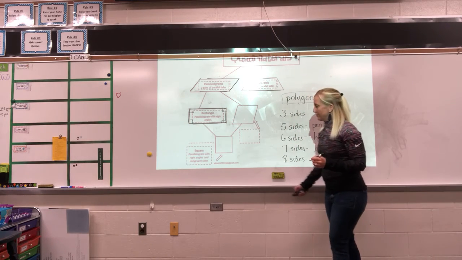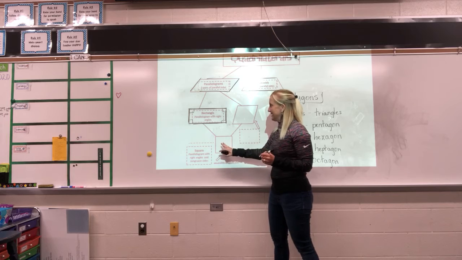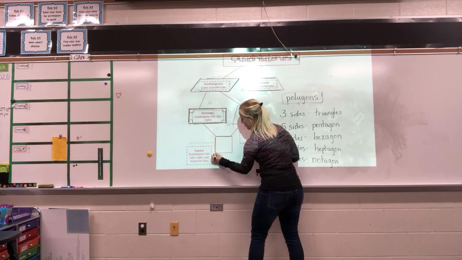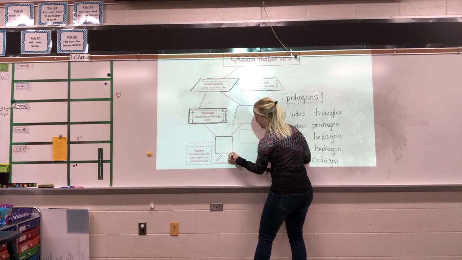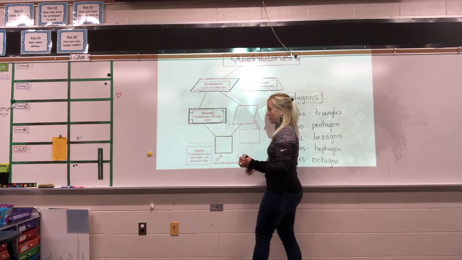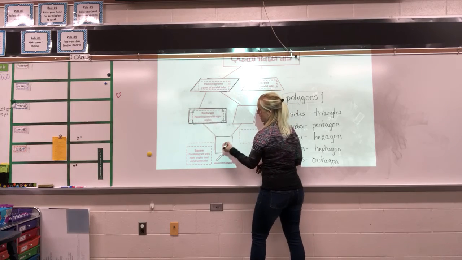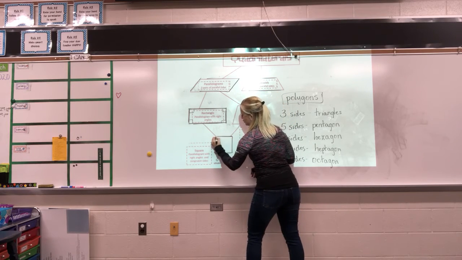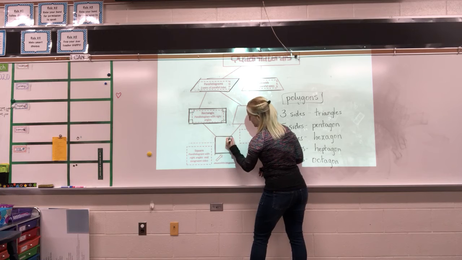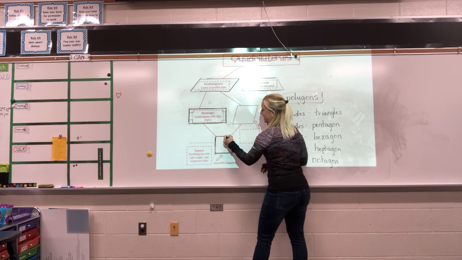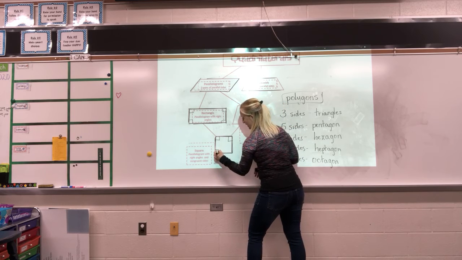If we go down here, if it's a rectangle that has all 4 sides equal, then we call that a square. So a square is a parallelogram because it has 2 sets of parallel sides, but it also has all 4 sides the same and 4 right angles.